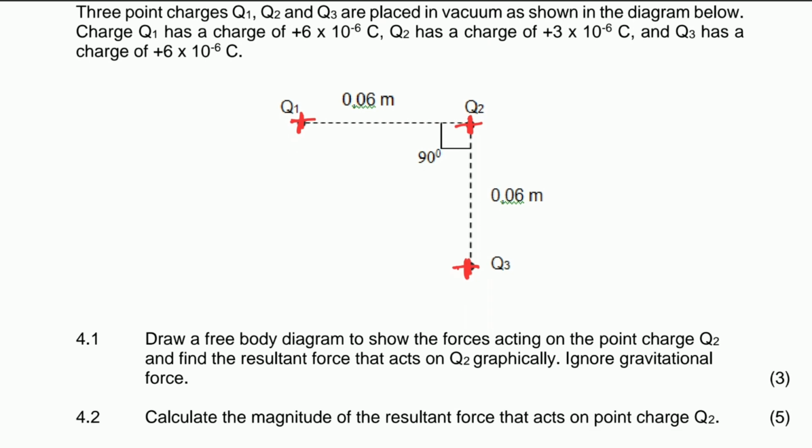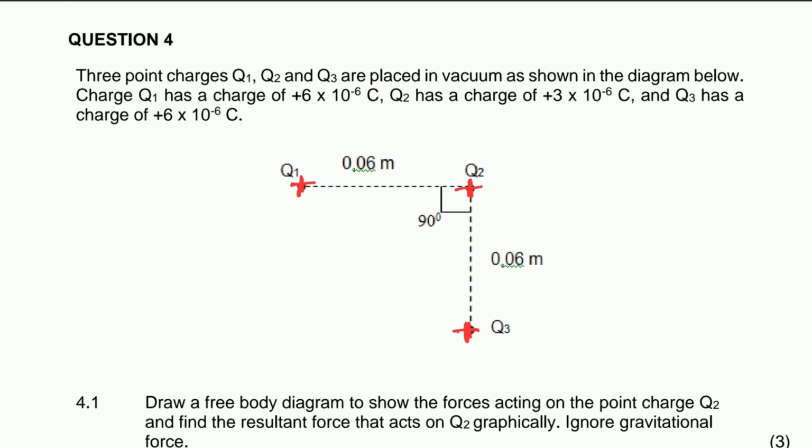Draw a free body diagram to show the forces acting on point charge Q2 and find the resultant force that acts on Q2 graphically. Ignore gravitational force. Important. So in other words, the only force that they want us is the electrostatic force. So let's do a force diagram first there on the diagram so you understand, and then we're going to do it separated.